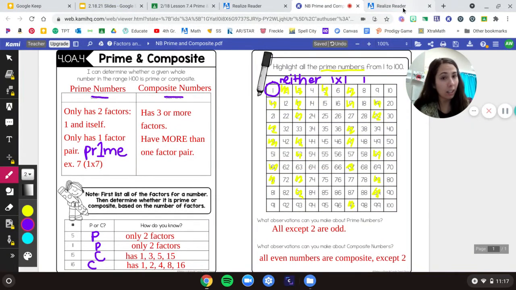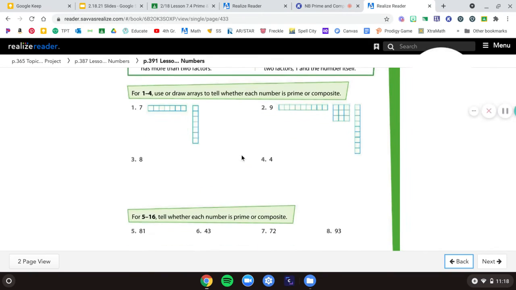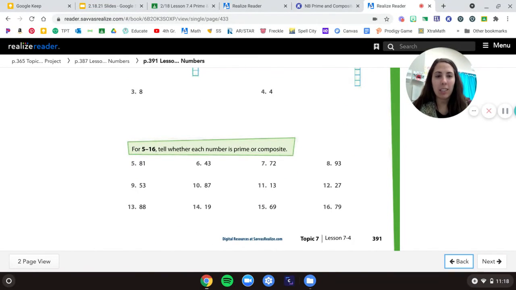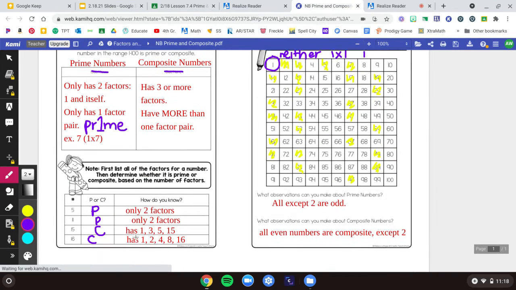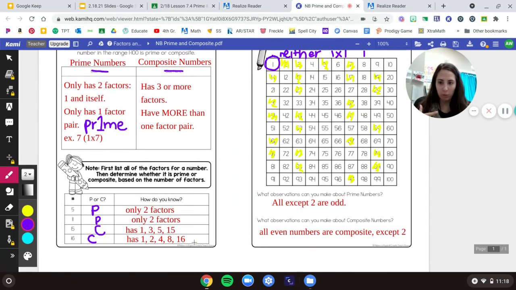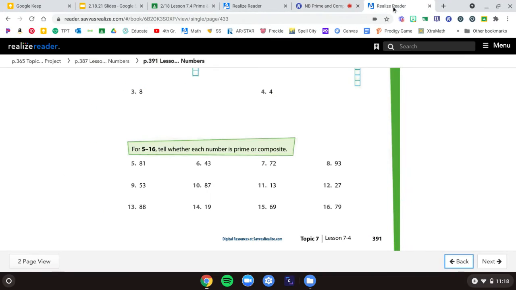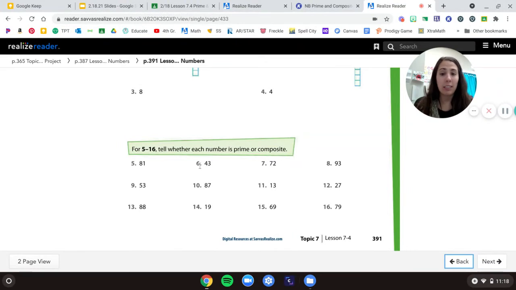Then let's take a look at our homework for tonight. Turn in your math books to page 391. Pause if you need more time. So 391, you're going to do this bottom part, 5 through 16. You have to tell me if it's prime or composite, just like we did in our notebook page down here, except you don't even have to tell me how you know. You just have to tell me this time, is it prime or composite? And you can do a P or a C like we did in our notebook page. I'm okay with that. Then we got 2 on the back.